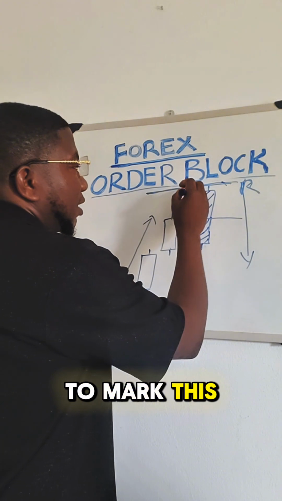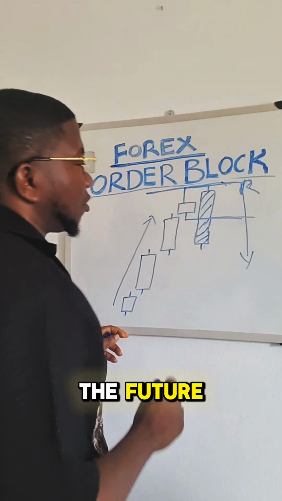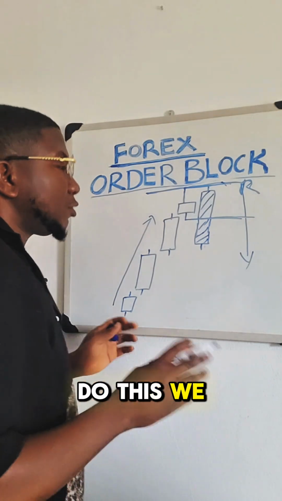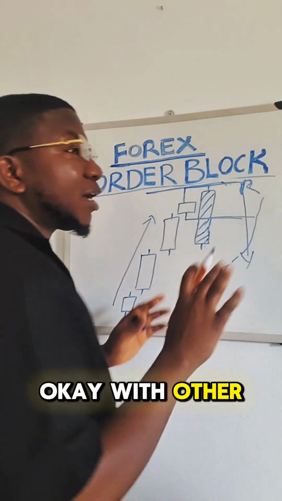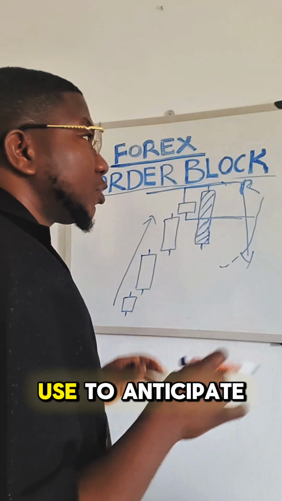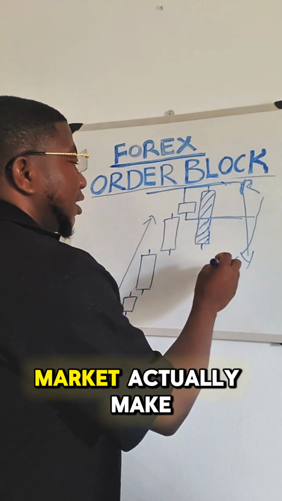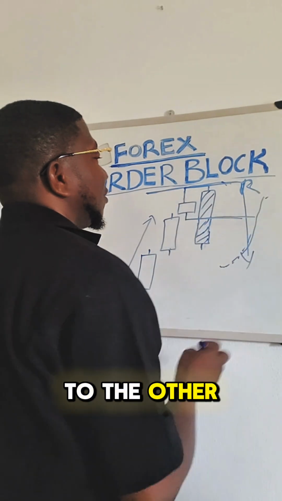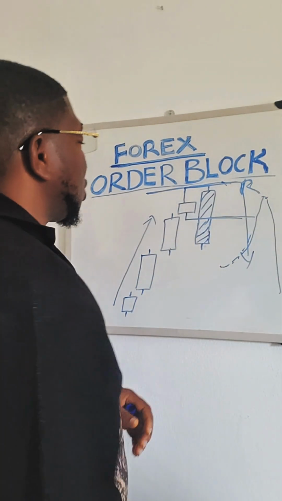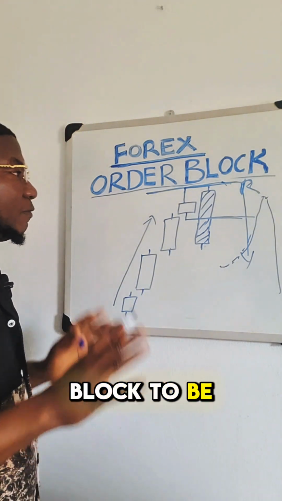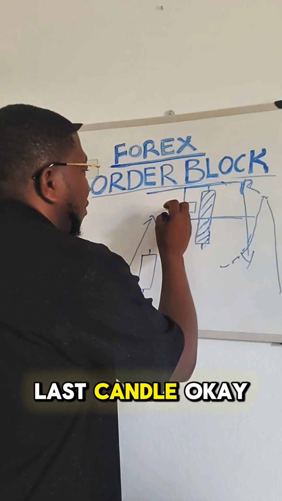You are going to mark this candle from the wick of it, and extend this line into the future. Why do you do this? We do this because we are waiting for price to return to this zone, with other confluences that we use to anticipate our trade reversal. Whenever the market makes the move back to the order block, we look for confirmation to sell. Also, for this order block to be valid, it must take out the liquidity of the last candle.